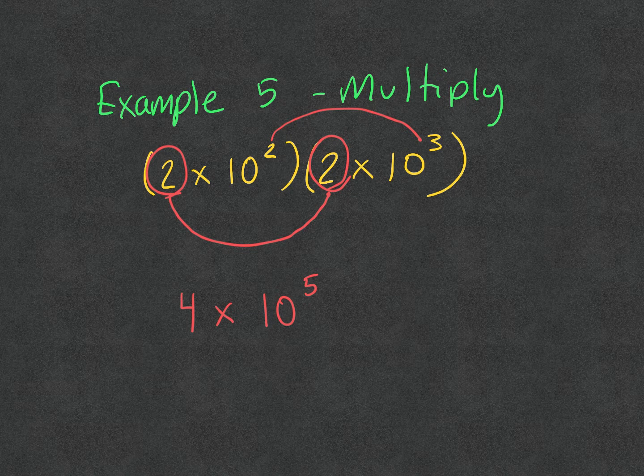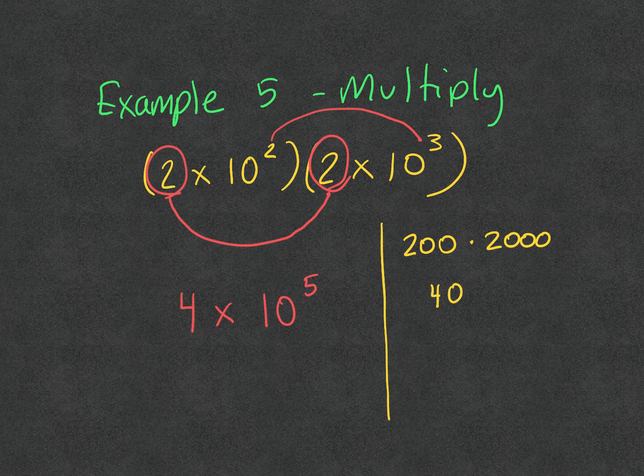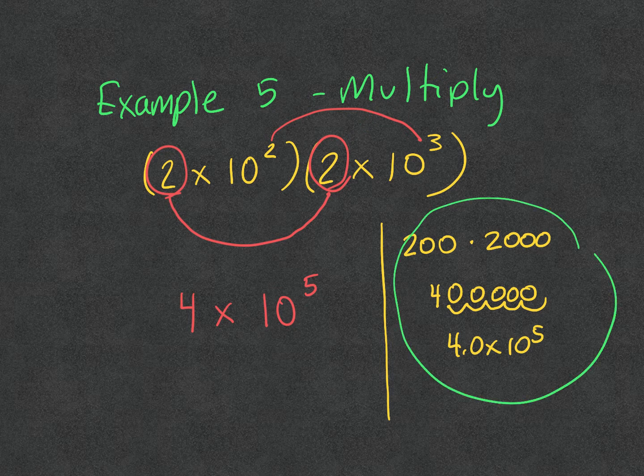Now the why of it, some people will care about the why. This is really 2 times 10 to the second is really 200. 2 times 10 to the third is really 2,000. So you would say to yourself, 200 times 2,000 gives you 5 zeros, right? So if you have 5 zeros, now you count backwards, 1, 2, 3, 4, 5. So there you have 4.0 times 10 to the 5th. So if you wanted to do it out this long way, you could. I don't really recommend it. I think that it's a little more efficient to just multiply your first numbers and then add your exponents.